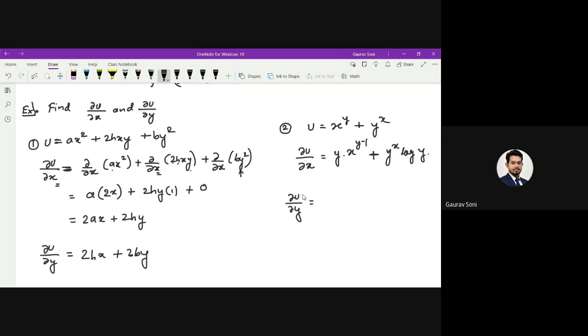Next one. Anyone else who wants to try this? x raised to y log of x plus x y raised to x minus 1. Exact.